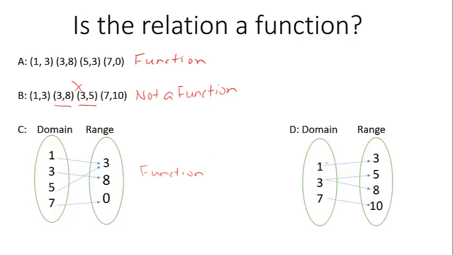And let's check over here. 1 is only going to 3, but right here the domain value of 3 again is corresponding to two different range values. We can't do that. That means this is not a function.